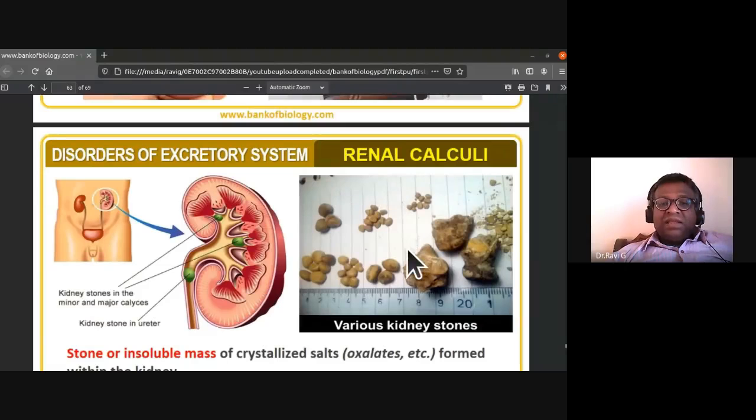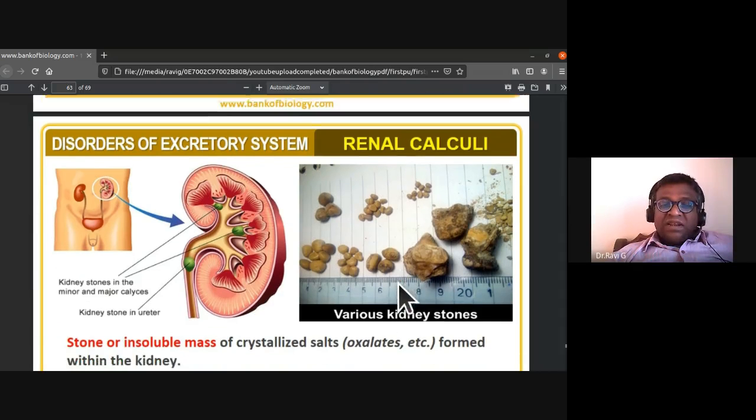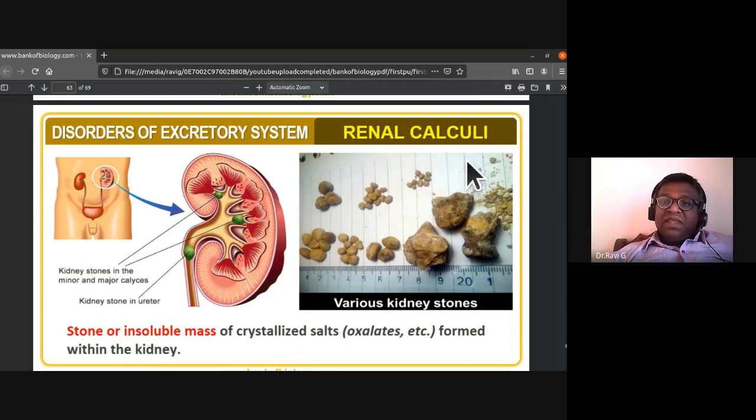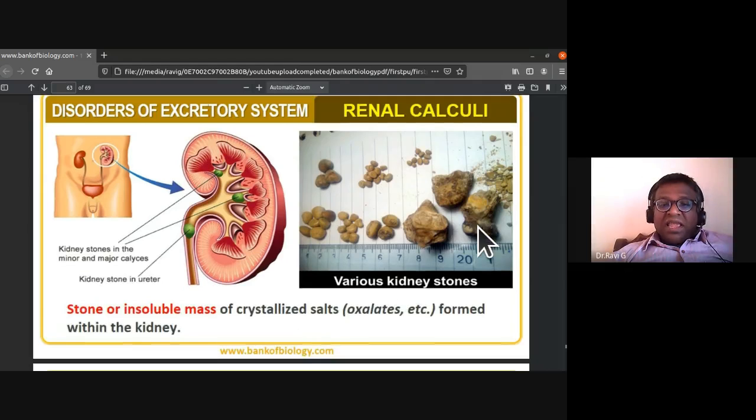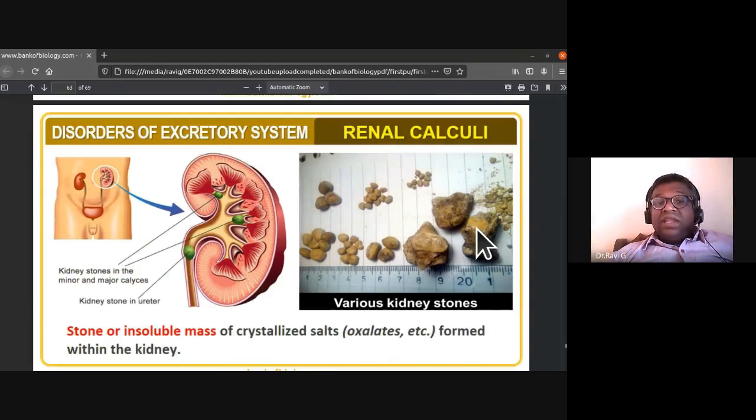Next, renal calculi. These are stones formed within the kidneys, the kidney stones. They are insoluble masses of crystallized salts, such as calcium oxalates, which are formed within the kidney. We call them renal calculi.